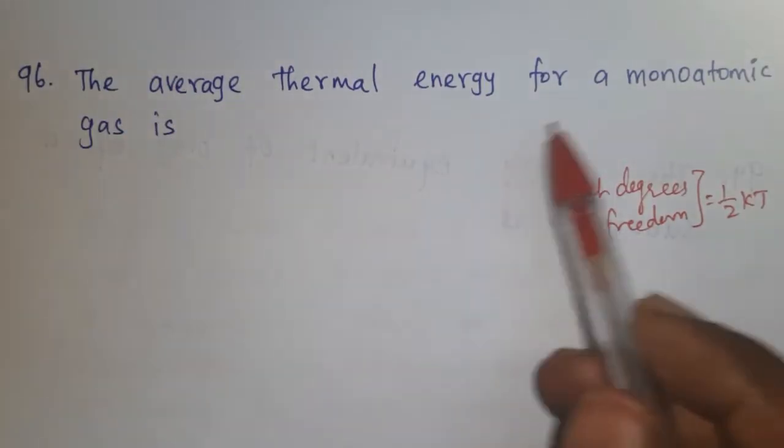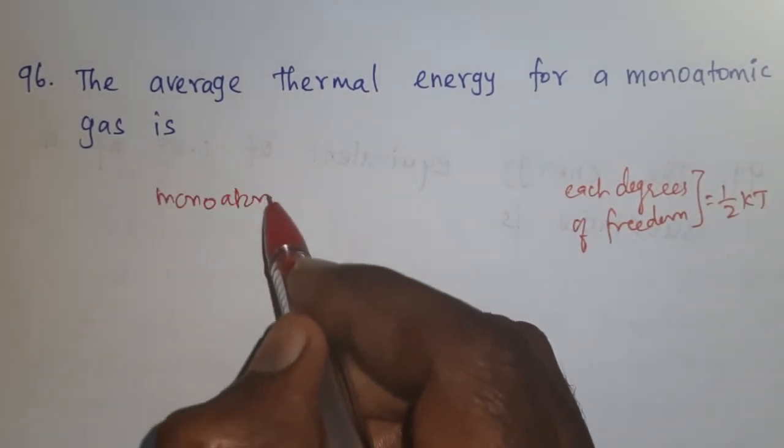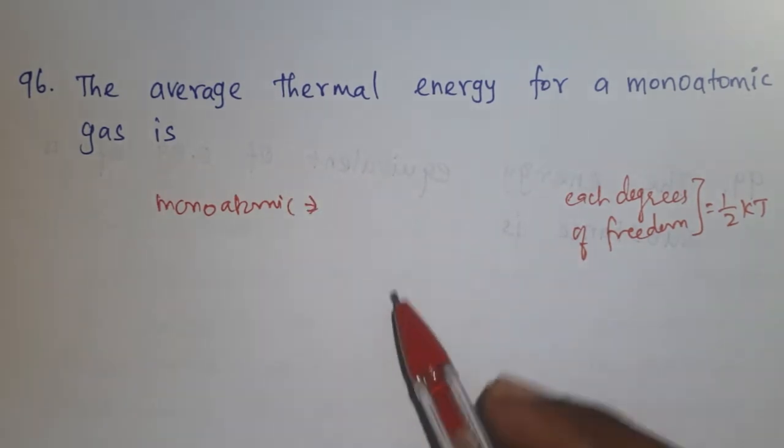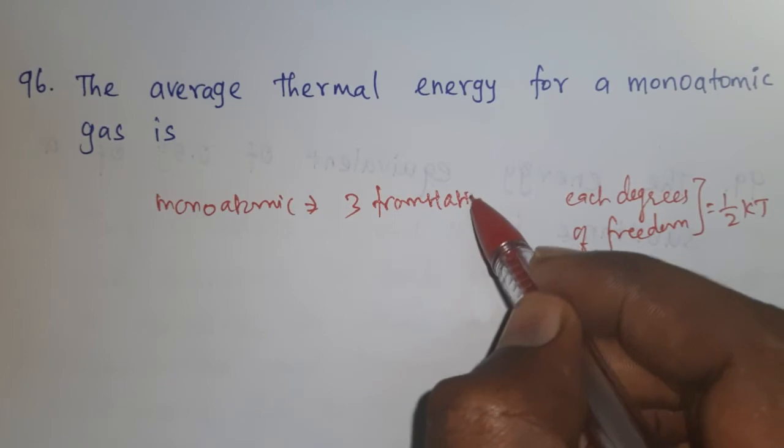Question number 96. The average thermal energy for a monoatomic gas is. For monoatomic gas, the degrees of freedom is 3, translation degrees of freedom. So 3 translation degrees of freedom.